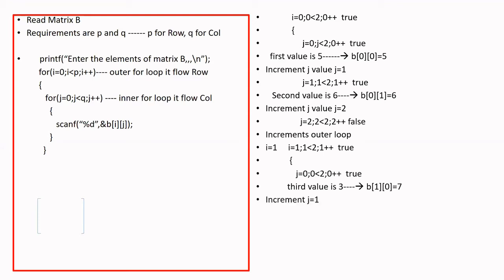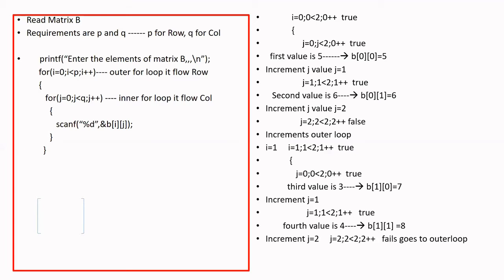Again, j will get incremented. Now j is 1. 1 less than 2. True, yes, it will go inside. Next the fourth value, that is 1 of 1. B, i value is also 1, j value is also 1. And the value I'm passing is 8. So again, it increments the j value. The condition fails. It will come out of the inner for loop.